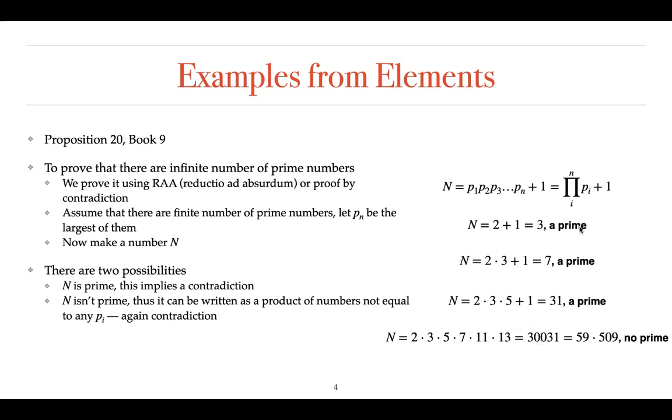If this is a prime, then it is a contradiction. And if it is not a prime, you can write it as a product of other primes, which were not there in the list before. So in either case, you get a contradiction. Thus, there has to be an infinite number of prime numbers.